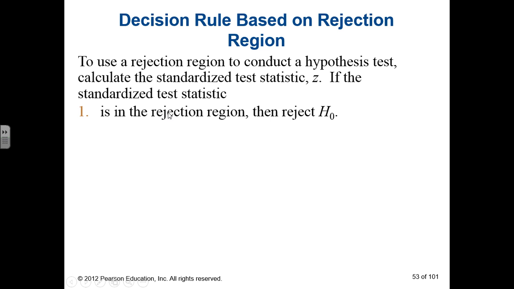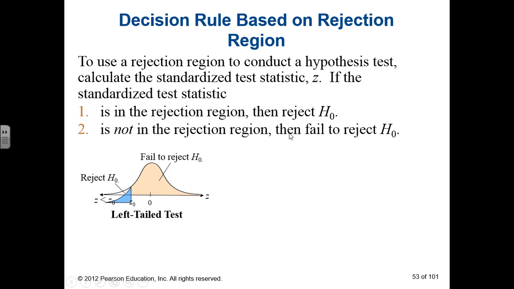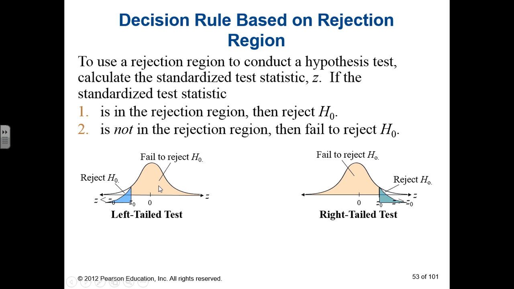If it falls inside the rejection region, then we reject the null hypothesis. If it is not in the rejection region, then we fail to reject the null hypothesis. In a left-tailed test, this is the rejection region, and here we would reject the null hypothesis. If it falls in this area, we would fail to reject the null hypothesis.